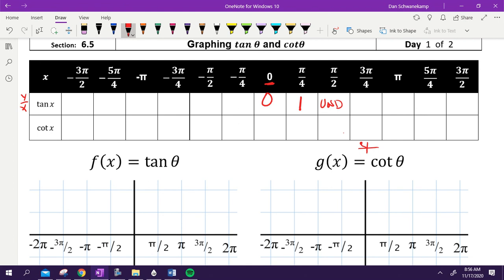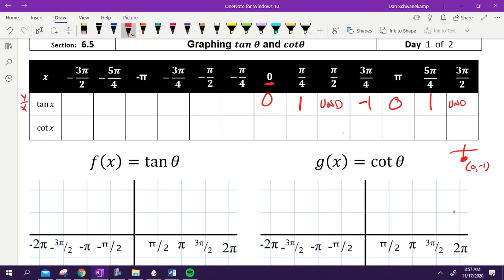3 pi over 4, we're in this quadrant. It's radical 2 over radical 2, but what's going to be different this time? It's -1 because my x is negative and my y is positive. At pi, we're over here. It's at the ordered pair -1, 0. Y over x, it's 0 over -1. It's 0. 5 pi over 4, I'm down here in the third quadrant. It's +1 because my y and my x are both negative in that quadrant. 3 pi over 2, I'm down here at the bottom. It is the ordered pair 0, -1. Y over x, it's going to get me undefined.